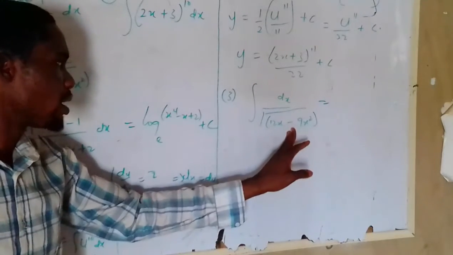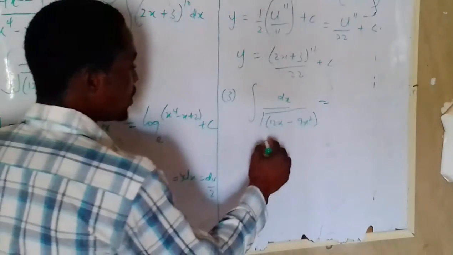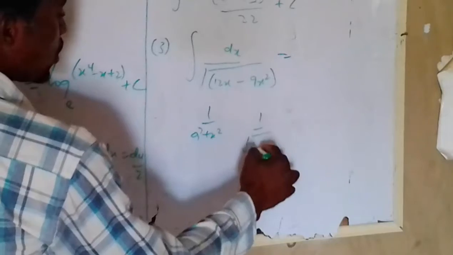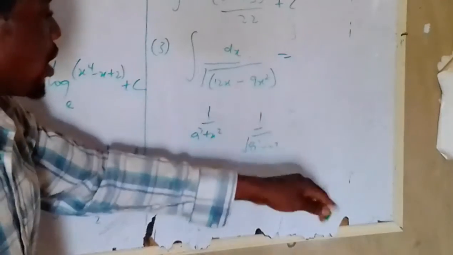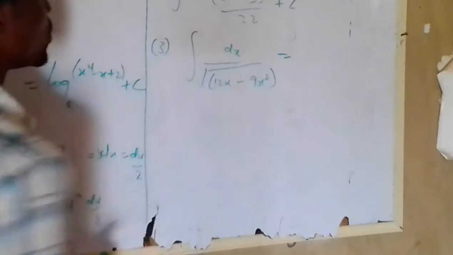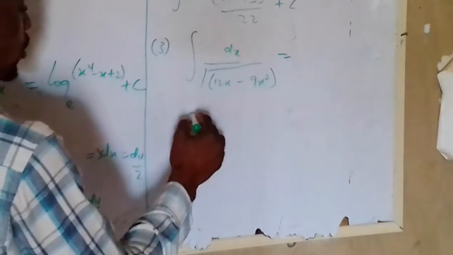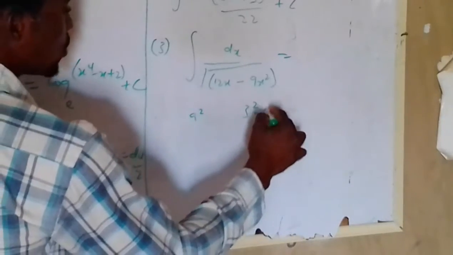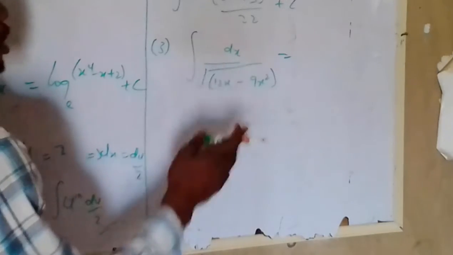But looking at it, it looks like that of sine or cos function. For that function, we have 1 over a squared plus x squared. For sine function, we have 1 over square root of a squared minus x squared, where if you integrate, I get 1 over a sine inverse of x over a plus c. And for cos, we have it like that. So that is the way this question looks. It means I have to transform 12x to something raised to power 2, where 9x squared is already the same as 3 squared x squared. So how can I transform 12x to something raised to power 2?